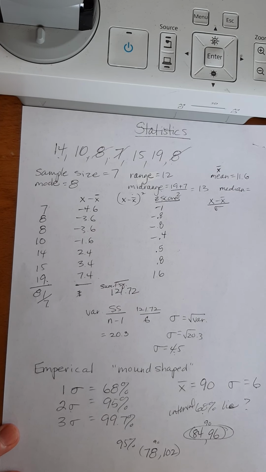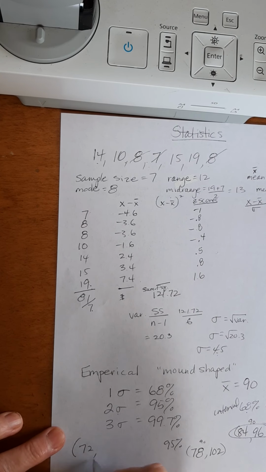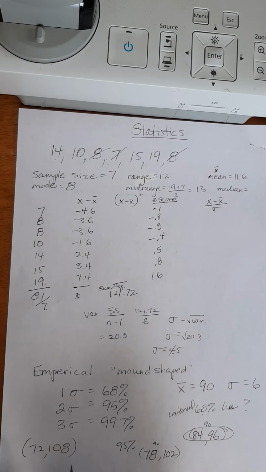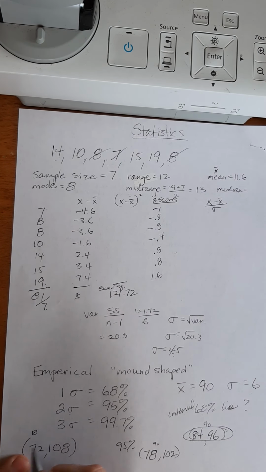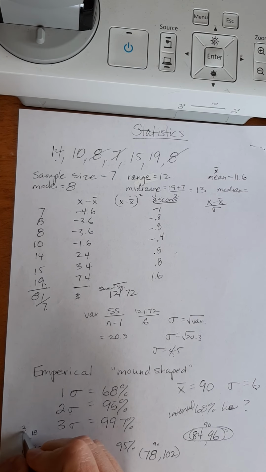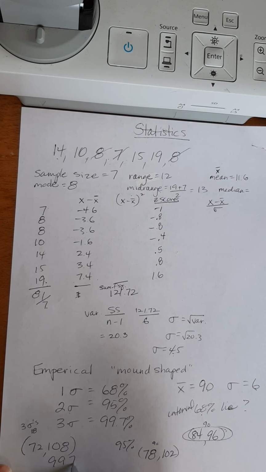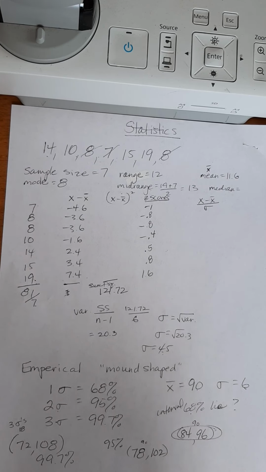Now I could even give you the interval, let's say 72 to 108, and you tell me what percent of data has to lie in there. Well, from 90 minus 72, that's 18 divided by 6. That's 3 standard deviations. So 99.7%. And sadly, like I said, since we didn't get to normal distribution and bell curve, that's all you would be expected to know from this chapter.